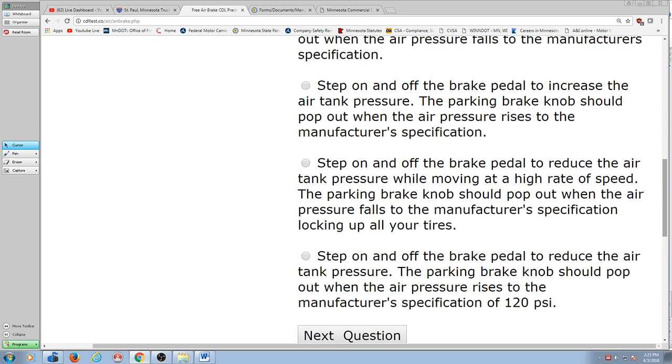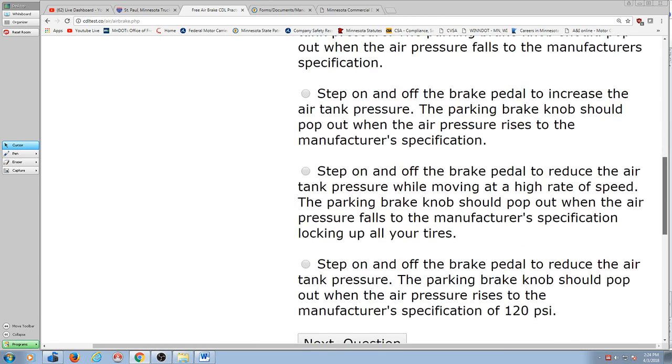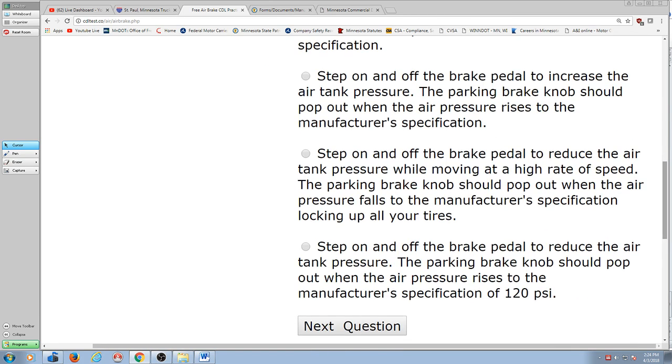So we automatically know that B is not right because we already have the understanding that when you're pressing on the brake pedal, you're reducing the amount of air that's in your air tanks. So which other ones can we right off the bat say is not right? Everything that says rising and increasing, which was only really B, wasn't it? No, D too. D is right. Where does D? Tap on and off the brake pedal to reduce the air tank pressure. The parking brake knob should pop out when the pressure rises. Oh, it says rises later on. So B and D we can automatically eliminate.